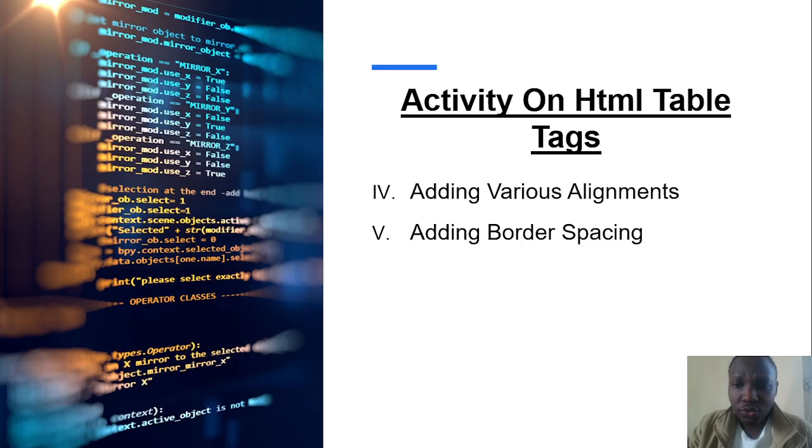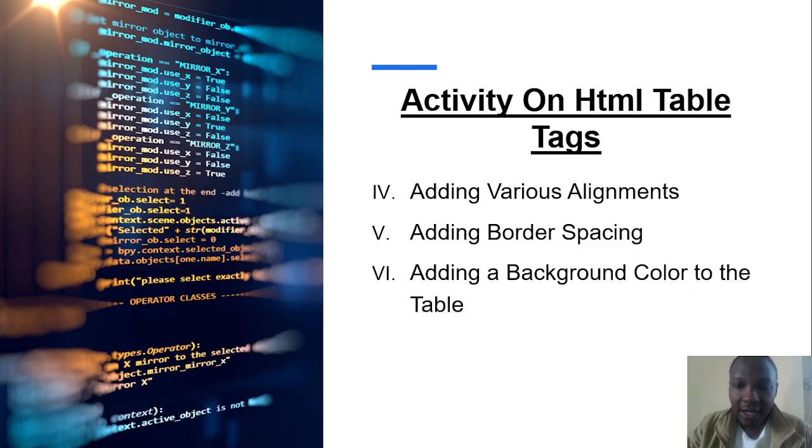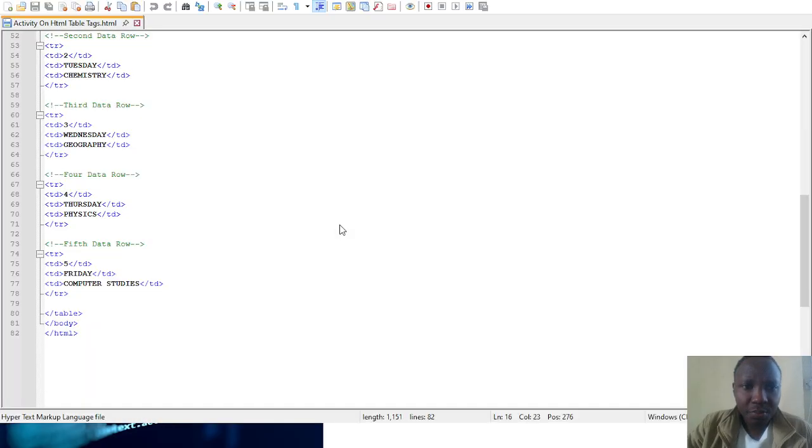Whether you are trying to adjust the spacing in a way that considers separate borders, with separate borders you can add this border spacing. Also adding background color to the table. So let's dive into them. We'll start with the notepad which I've prepared.